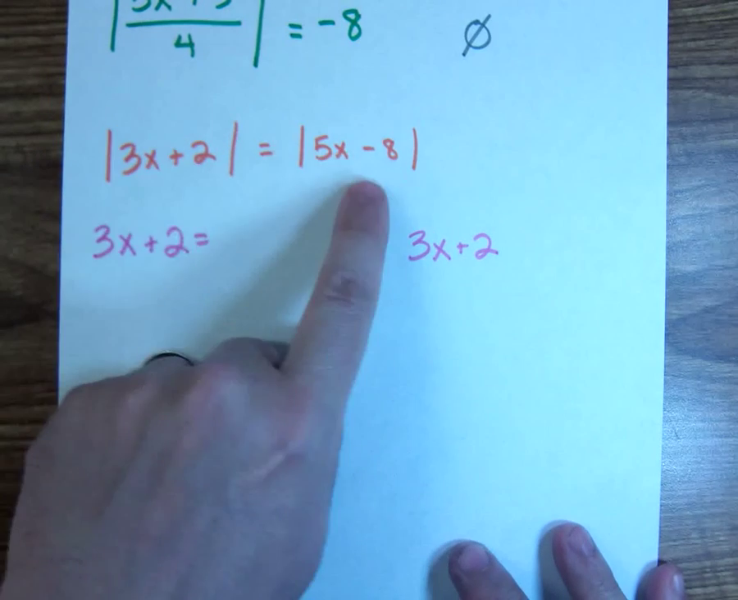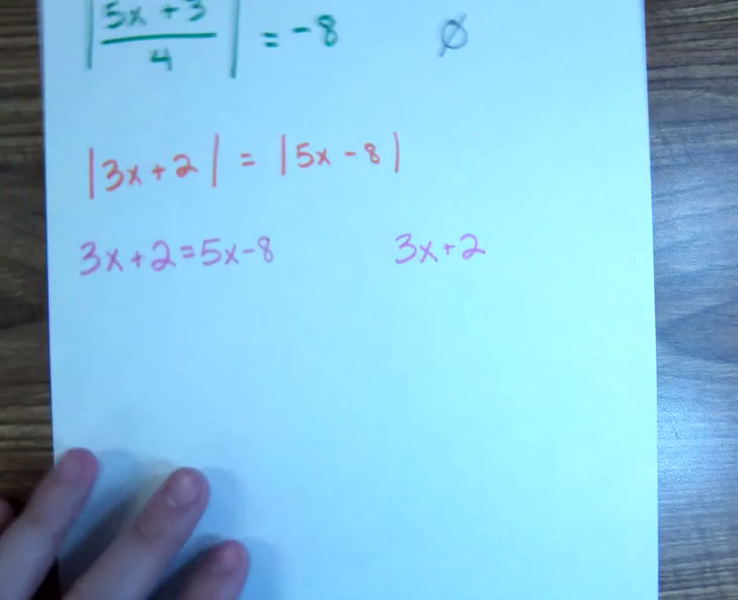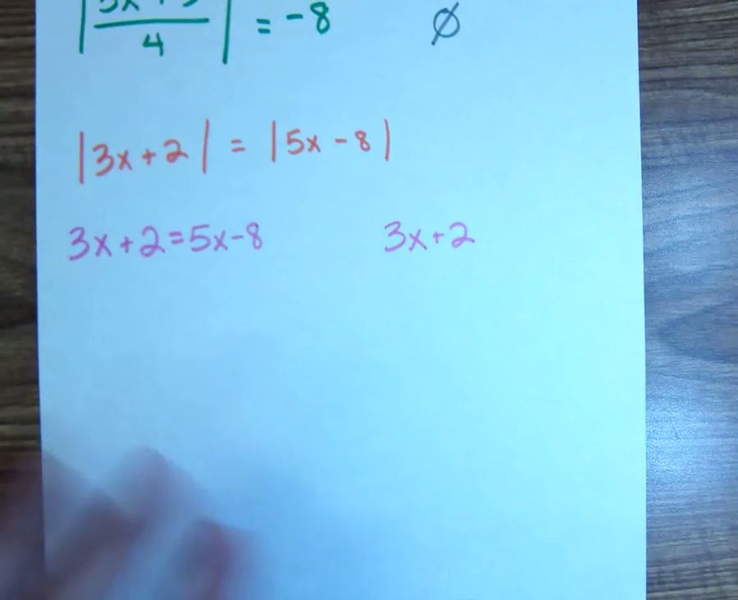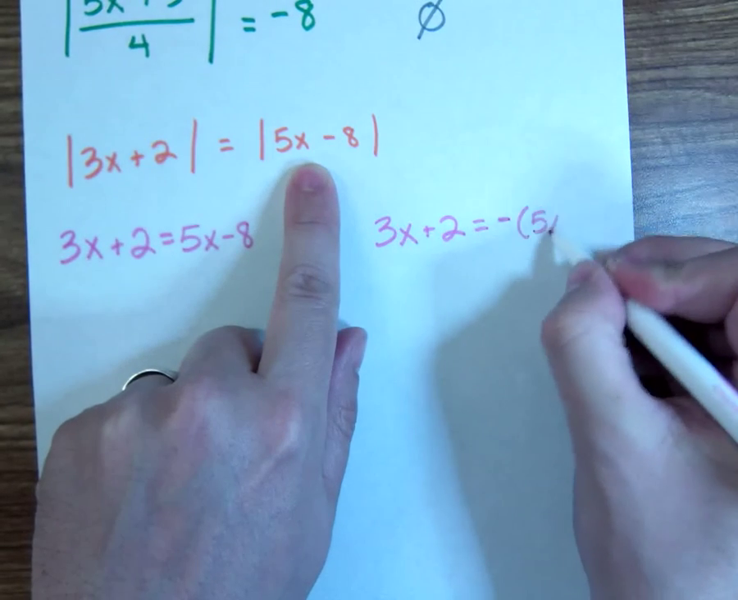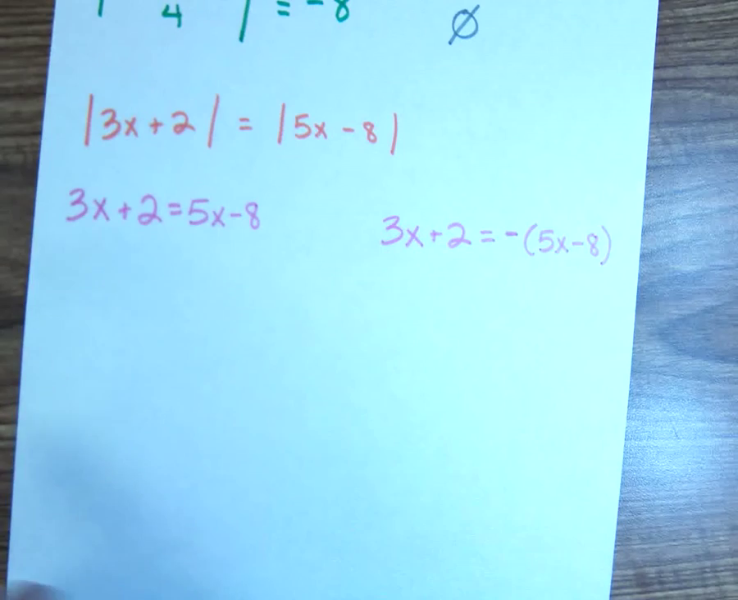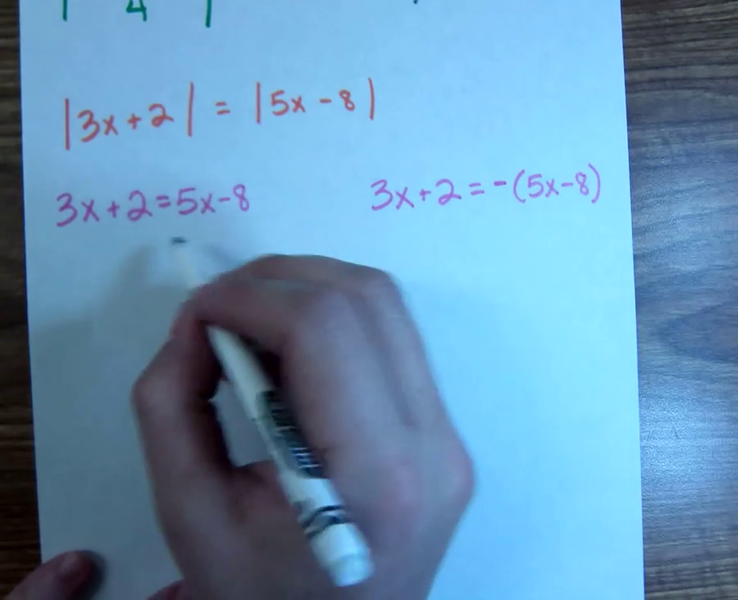Absolute value equals positive this, so positive 5x minus 8. Or absolute value equals negative this, negative 5x minus 8. The parentheses in this case are absolutely required so that you know both the 5x and the minus 8 are negative. Required. And now we just solve these. What could be easier?